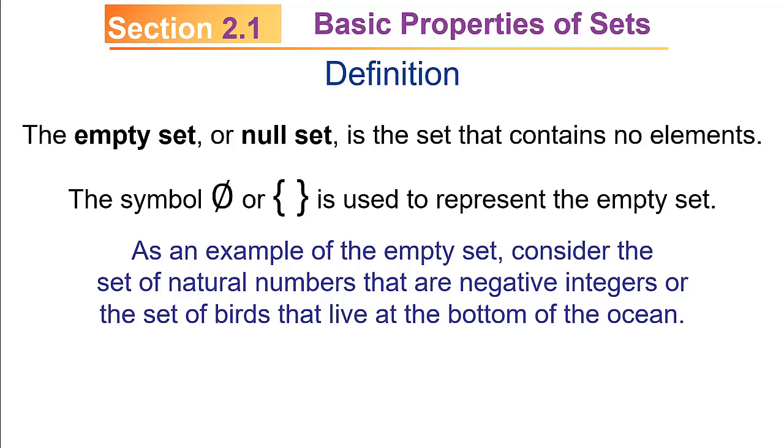As an example of the empty set, consider the set of natural numbers that are negative integers, or the set of birds that live at the bottom of the ocean. There simply aren't any natural numbers that are negative, because natural numbers are counting numbers. There are no birds, as far as I know, that live at the bottom of the ocean. Those would both be simple examples of empty sets.